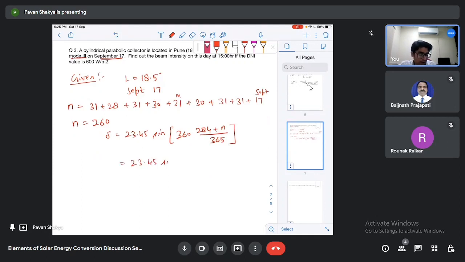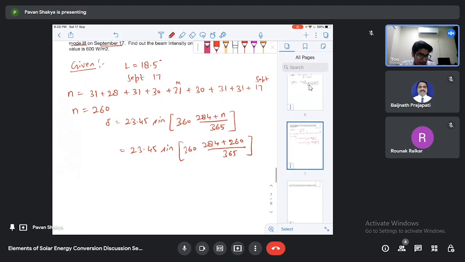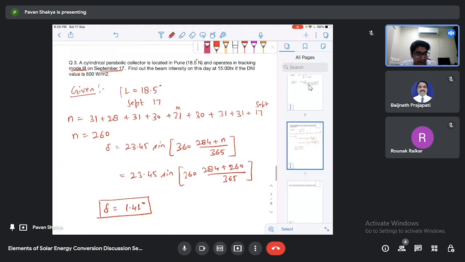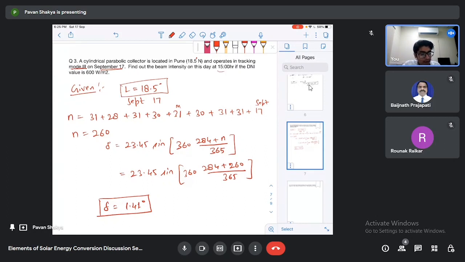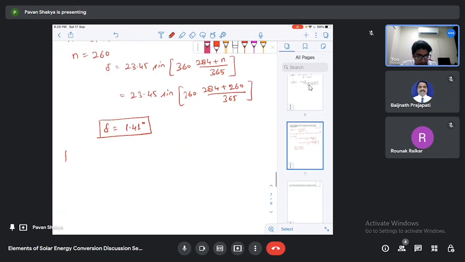So now we will put the value of n, that is 260. When you solve this, you will find that the angle of declination comes out to be 1.41 degree. So we have calculated the angle of declination, that is delta, and the latitude is given in the problem directly. Next, it has been asked for a particular time, that is 15 hours. So for 15 hours we can calculate the hour angle.